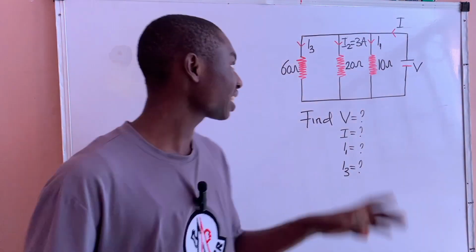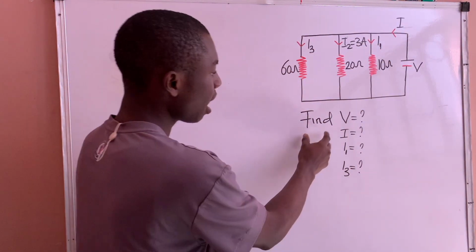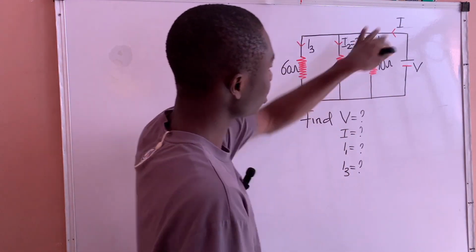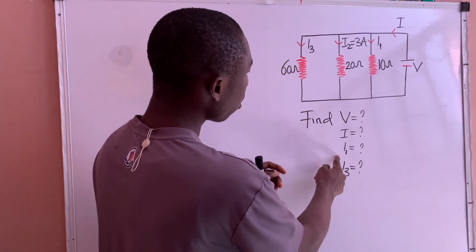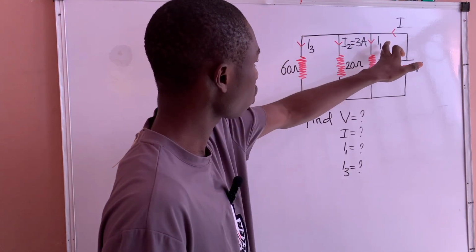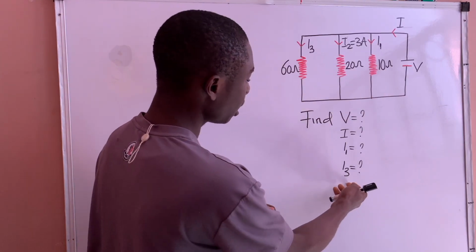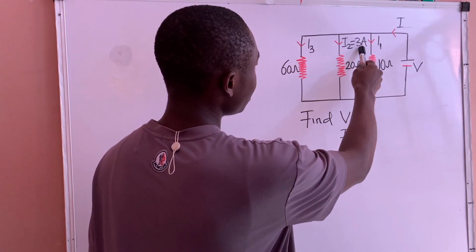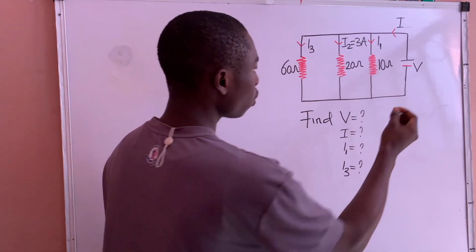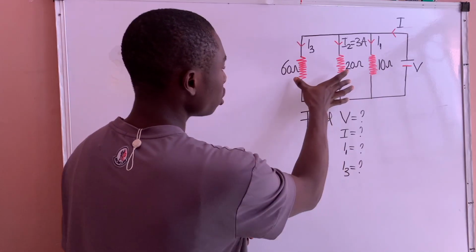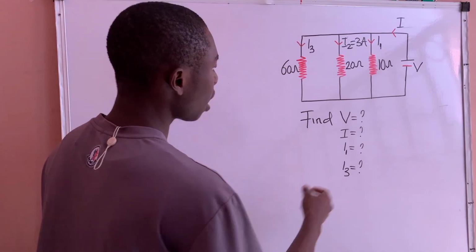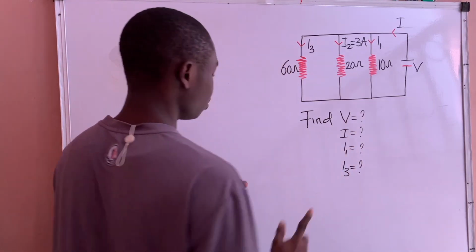Hi guys, for the second question, we are asked to find V, I, which is the supply current, I1, which is the current that flows through R1, and I3. We are given I2 as 3 amps, but we are not given V, although all the values of the resistors are given. So how can we find the supply voltage, V?